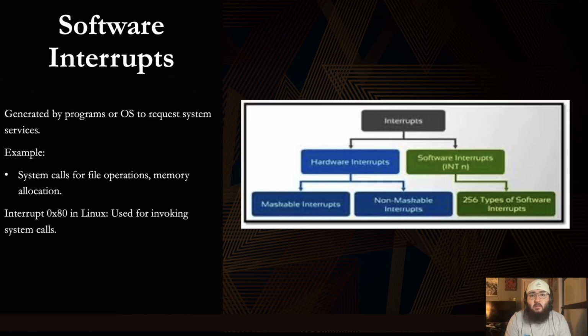Software interrupts allow programs to request services from the operating system. For example, system calls for file operations and memory allocation. In Linux, int 0x80 is used to invoke system calls.